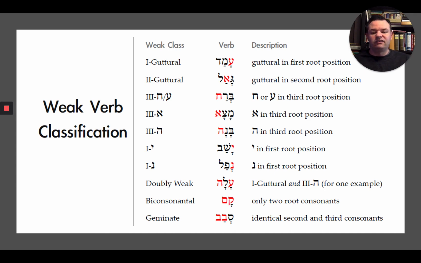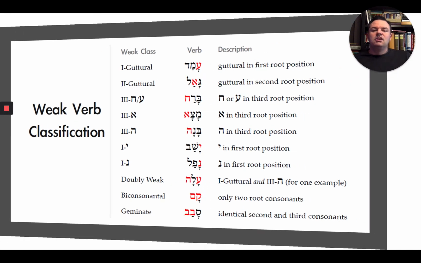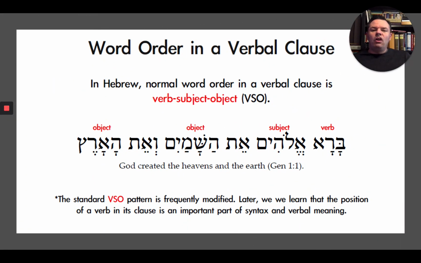And then a biconsonantal. So here we've got the word kum, right? What we've got going on there is just a weak root, or a geminate, like the word savav. All right. All of those things, it isn't important that you memorize them. Just know that they're being introduced here. We're going to look at those more closely in the chapters that follow. So this is just bringing this information to your mind. Just think about it, and then know that we're going to be applying it in future chapters.